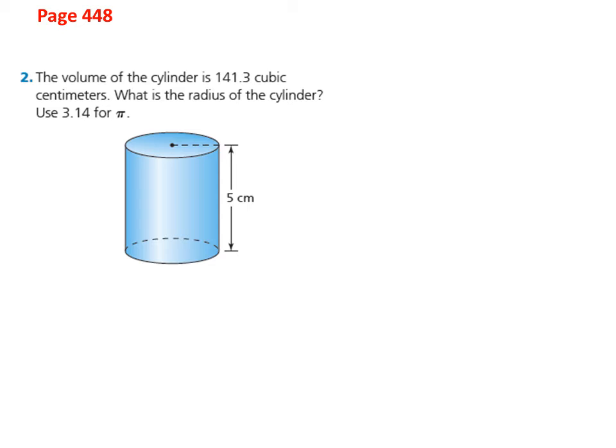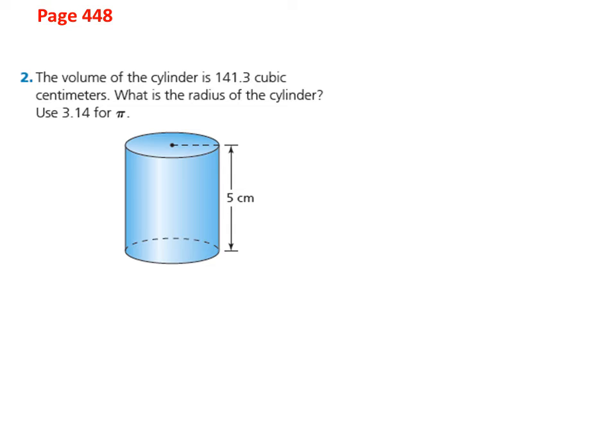Question 2. The volume of a cylinder is 141 and 3/10 cubic centimeters. What is the radius of the cylinder? Use 3.14 for pi. What are the givens here in this question? The height is given, 5. The volume is given. So how to find the radius length of the base?